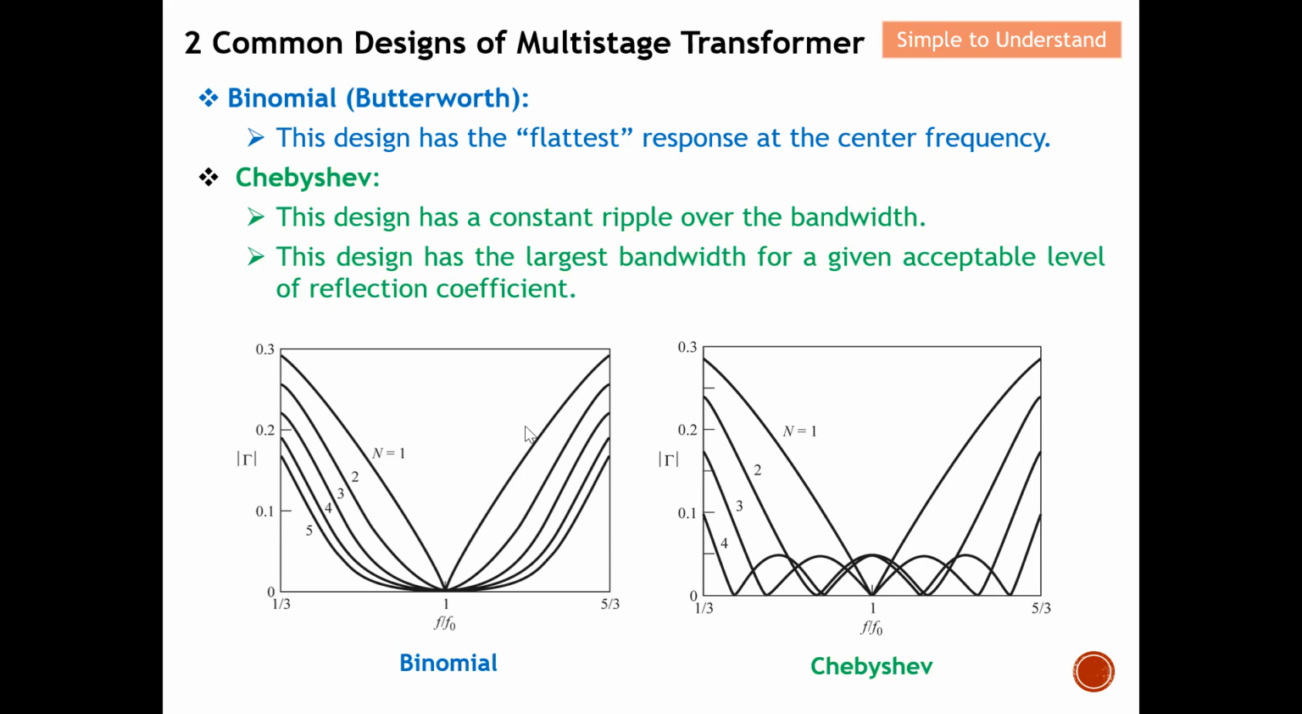So these two diagrams highlight the key difference between using binomial to design the multi-stage transformer and using Chebyshev to design it. In short, for Chebyshev, you want to achieve a larger bandwidth. As for binomial, you will have matching at the center frequency, and you won't have any ripple in the bandwidth. So this will be the key difference between these two methods. For this video, I'm going to concentrate on the design of binomial, which is the Butterworth method.